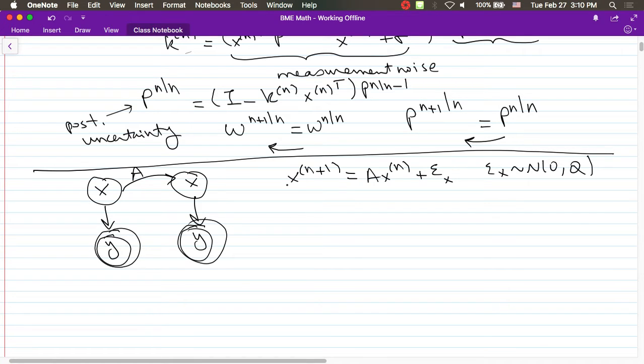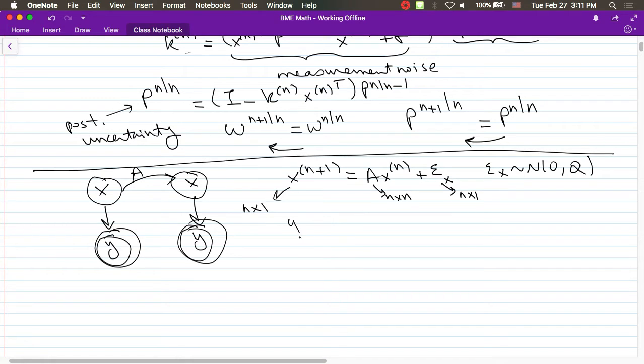So x is the state of our system. Maybe it's an n by 1. It depends on some dynamics described by matrix A. This is an n by n. And it's affected by some noise epsilon x, which is an n by 1. And this epsilon x has noise properties defined by a random process that has a Gaussian shape to it, mean 0, and variance-covariance matrix Q.